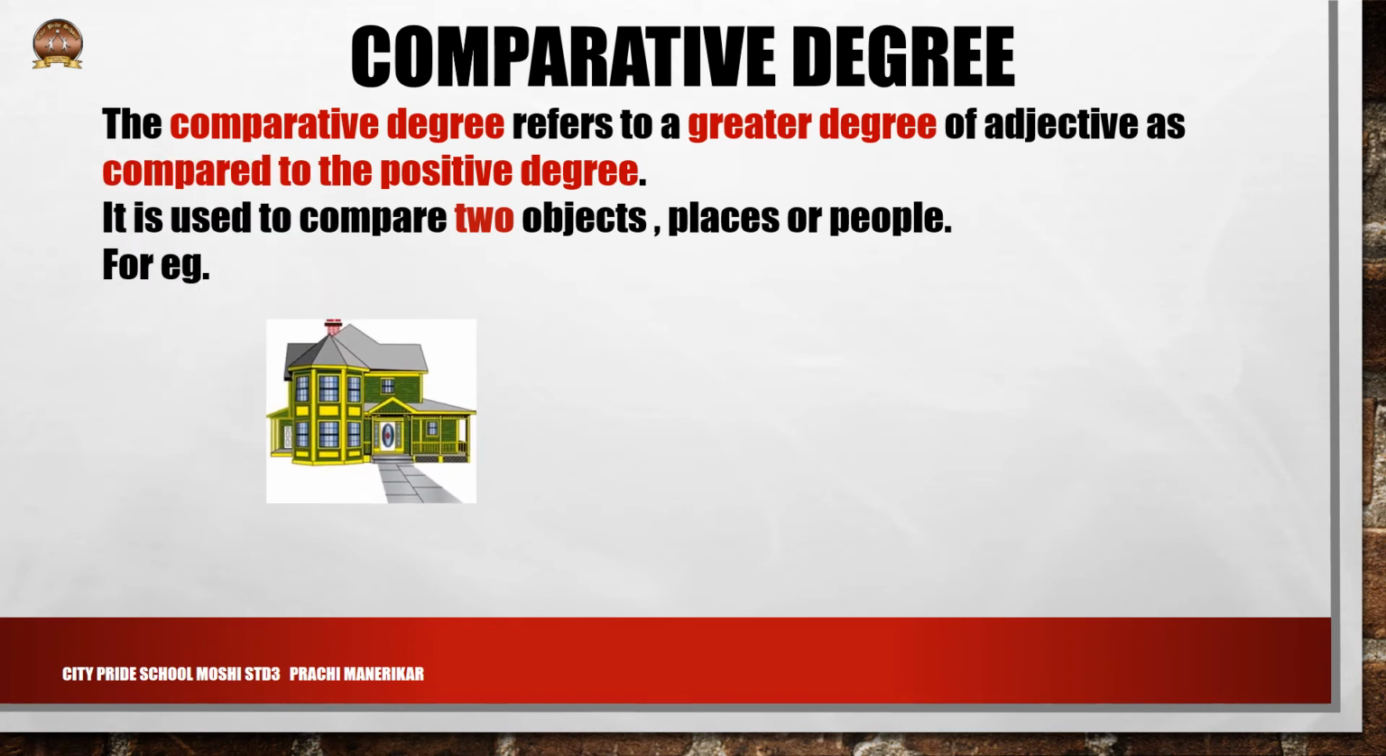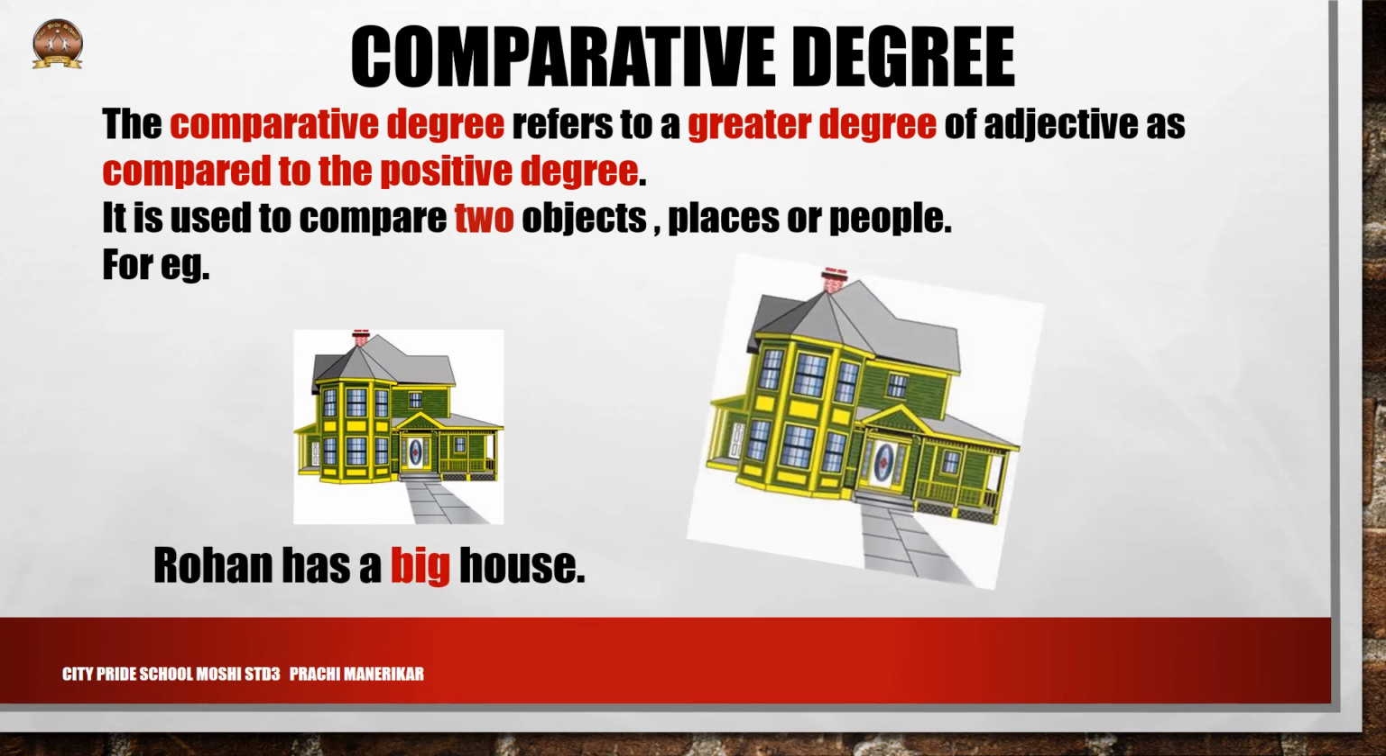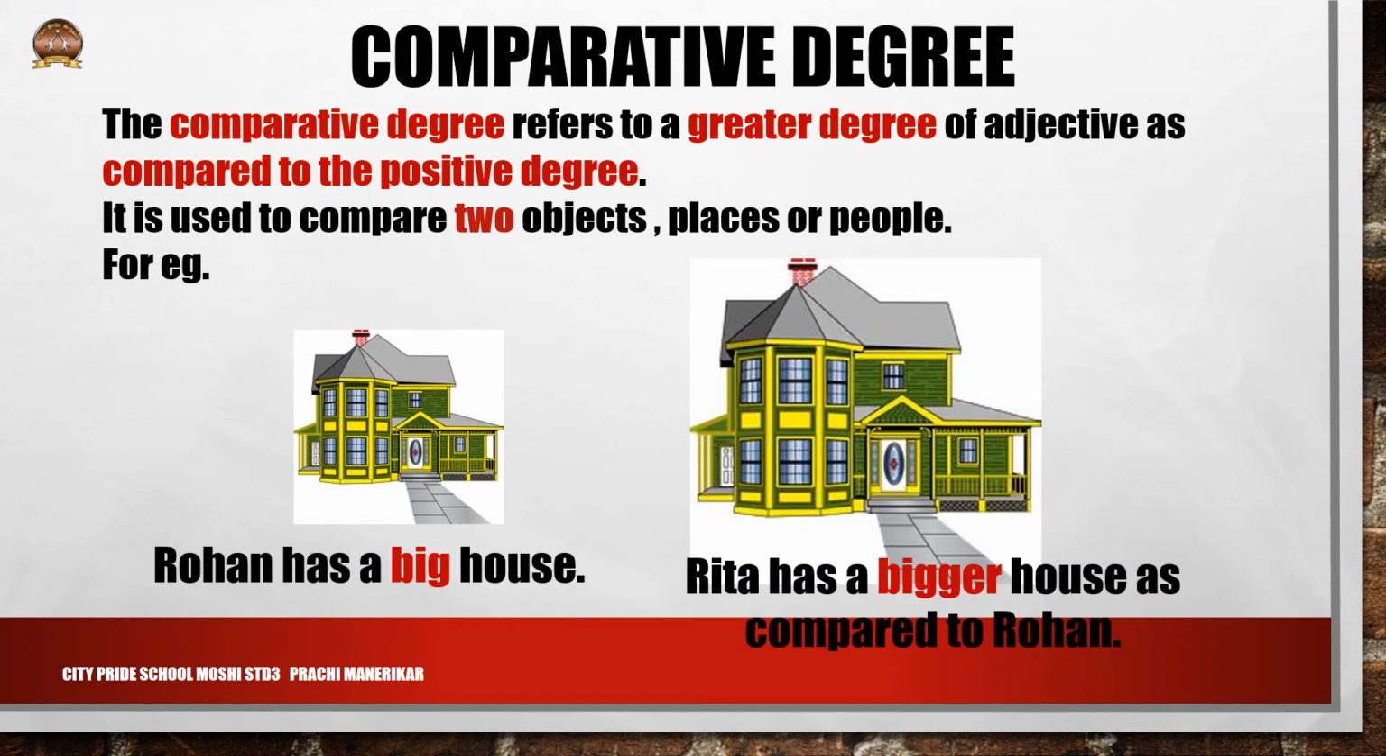For example, Rohan has a big house. This is positive degree. When we compare it with another house, that is Rita's house, we say Rita has a bigger house as compared to Rohan. So, Rohan has a big house; big is positive. But when we compare it with Rita's house, we say Rita has a bigger house as compared to Rohan.